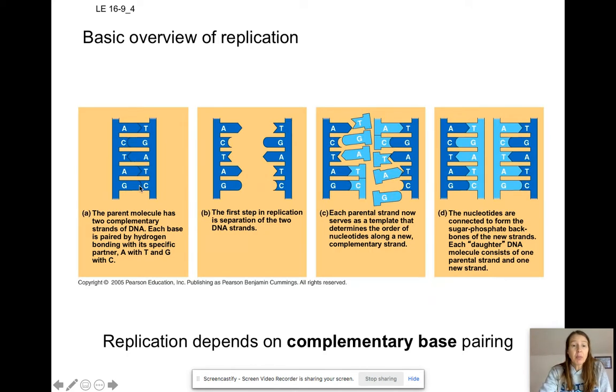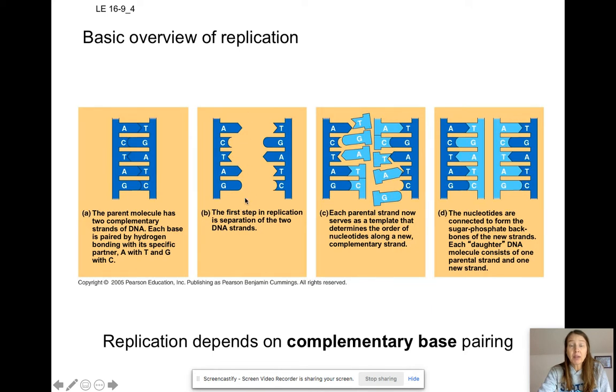And in that parent molecule, the strands aren't identical to each other. They're actually complementary to each other, meaning the A's and the T's go together, the C's and the G's go together. So if you were to pull apart these two strands, they're actually not the same. They're complementary.